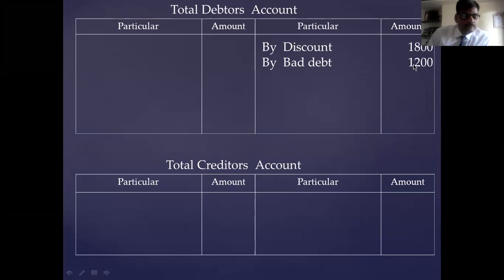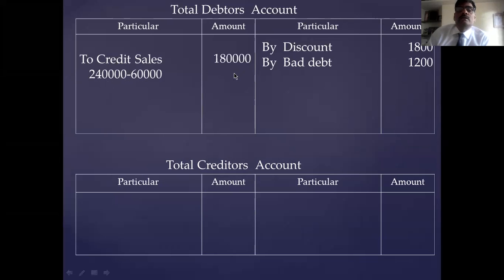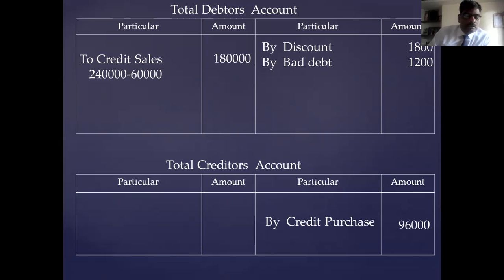After the bad debt, you come to sales. In this sales, you have to take the credit sale. 1,20,000 is the total sale. Out of that 1,20,000, you deduct cash sale 60,000. Balance is 1,80,000. 1,80,000 is the credit sale. Okay. Then come to the next item. Next is credit purchase. Credit purchase is given in the problem. Credit purchase is 96,000.